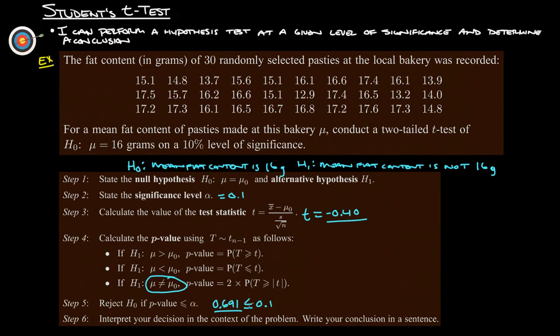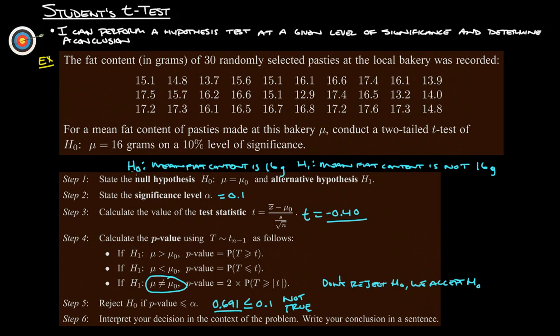Now, is 0.691 less than or equal to 0.1? That is not true. So it says reject H0 if this is true. Since it's not true, we don't reject. We do not reject H0. Okay? So that means we actually accept it. We accept H0.